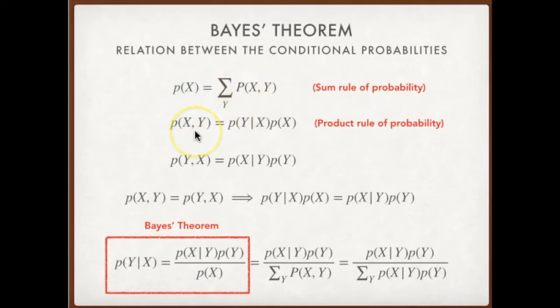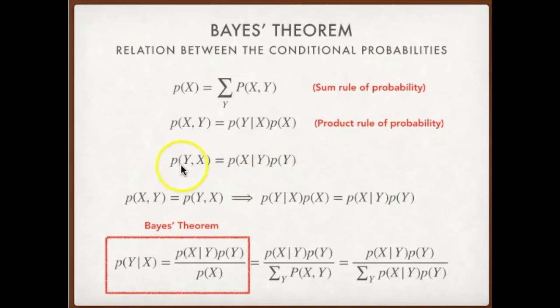And by the product rule, the joint probability of x and y can be written as the product of the conditional probability of y given x and the marginal of x. Similarly, we can write the joint probability of y and x as equal to p of x given y multiplied by the marginal over y.